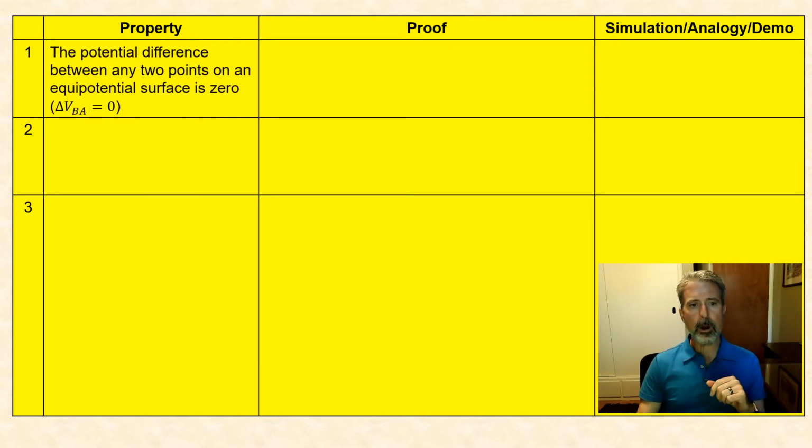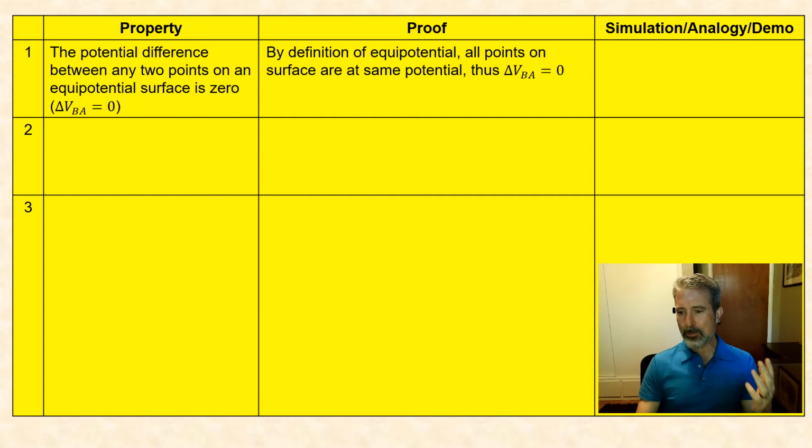So the first property for equipotentials is that the potential difference between any 2 points on an equipotential surface is 0. As we see, this really just comes from our definition of an equipotential surface, right? An equipotential or an equipotential surface, same thing, is the set of all points on a surface that are at the same potential. So by definition, there is no difference in potential between any 2 points on that surface.